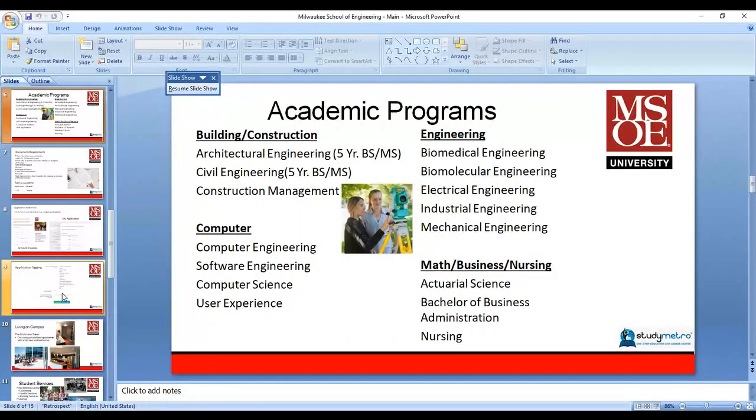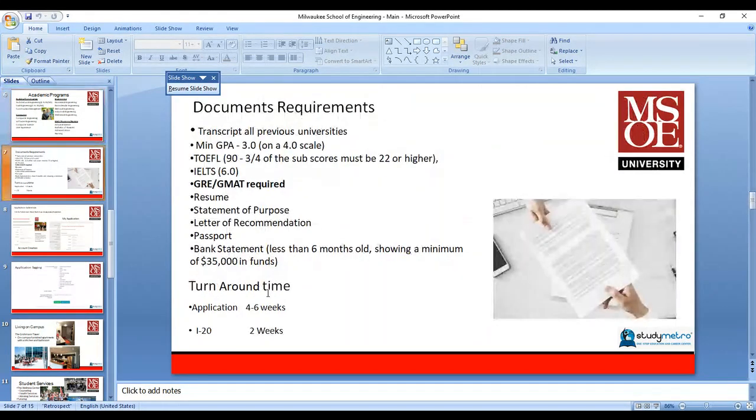As I already discussed with you about the courses and further options we have, like architectural engineering, then some courses related to engineering, maths, business, nursing, and even computer engineering courses as well. I have already informed you in the previous slides that there are some required documents like a letter of recommendation, passport, bank statement, and resume. GMAT and GRE are required. Also, the minimum GPA requirement is 3 out of 4.